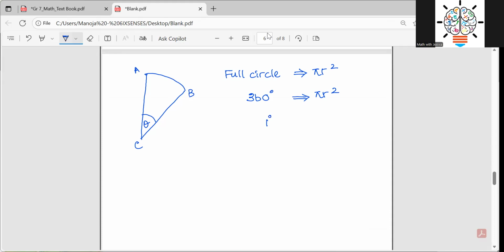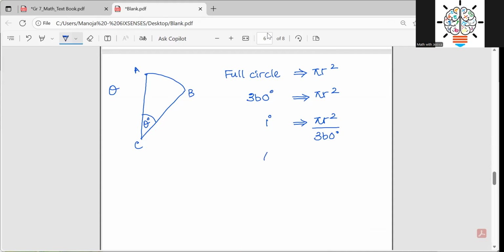Let's say I have a tiny portion with 1 degree. How do you find the area? 5R squared divided by 360 degrees. But here I don't have that tiny a portion. I have theta degrees, right? Theta can be any value. Don't worry about this symbol, children. So this is theta, which means it can be anything. It can be 30, 40, 60, anything. It can be even 120, 105, anything.